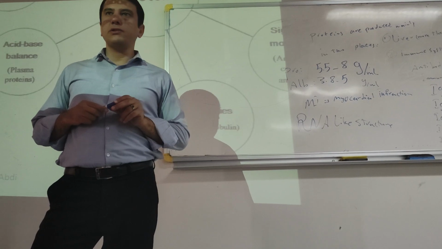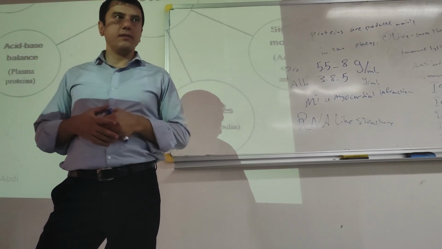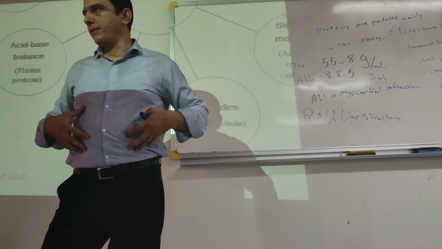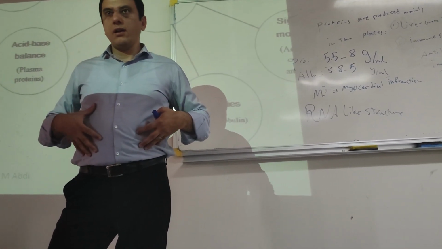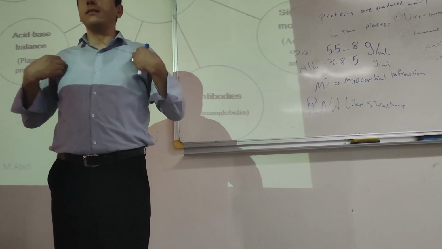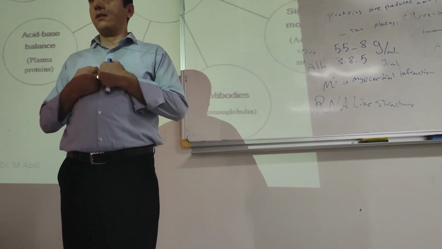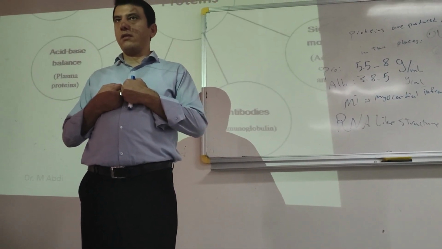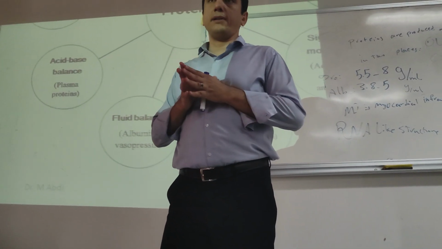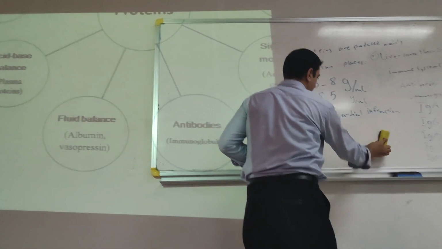I'm sure that you have seen some person with a very big abdomen and a very thin body. Big abdomen with a thin body. Why will such a situation happen?